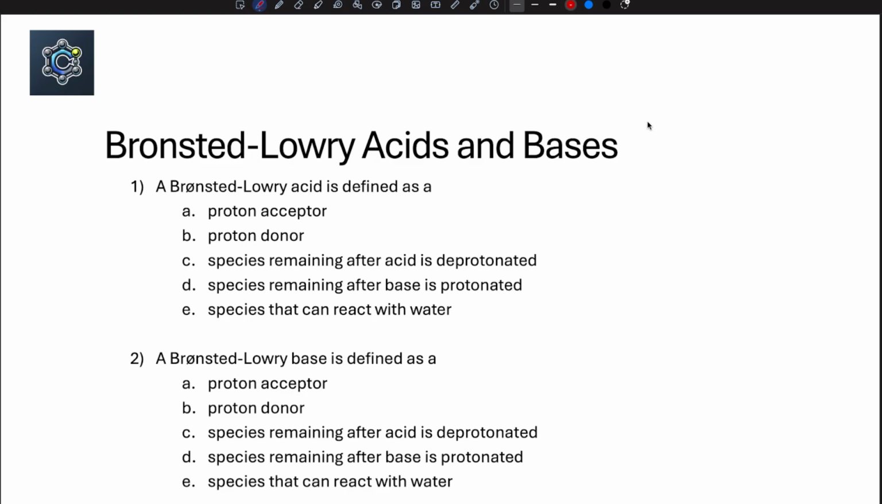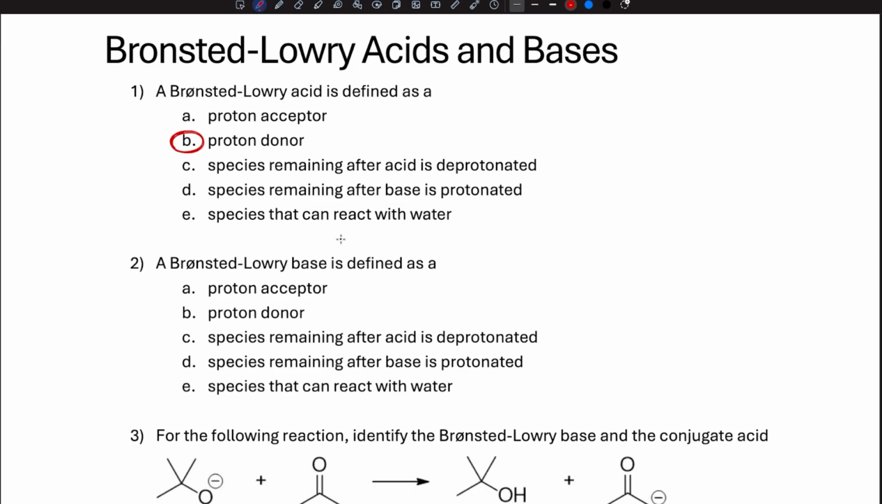Let's remind ourselves what Bronsted-Lowry acids and bases are. We can summarize by saying that acids are proton donors, while bases are proton acceptors. And actually, the first two questions are going to ask us about this exact thing. A Bronsted-Lowry acid is defined as a proton donor, and a Bronsted-Lowry base is defined as a proton acceptor. And so these are two nice questions to just remind ourselves what a Bronsted-Lowry acid and base are according to the definition.